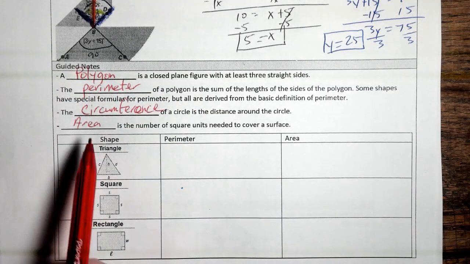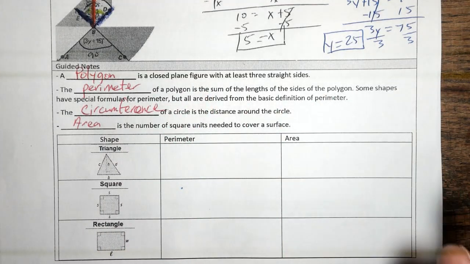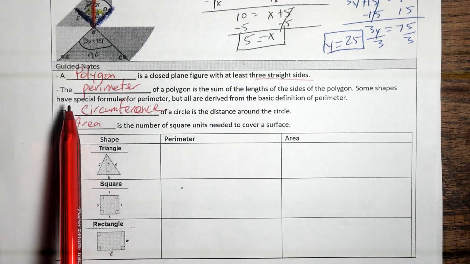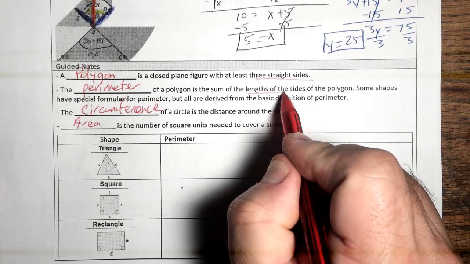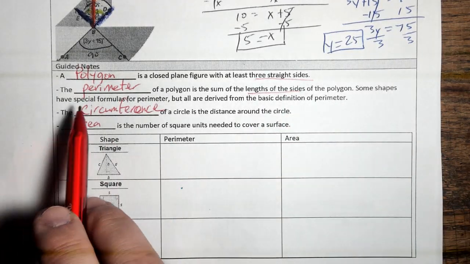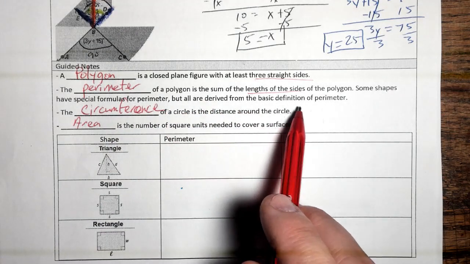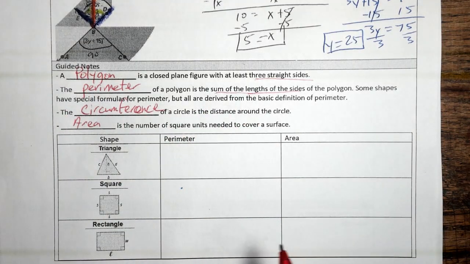Alright. A polygon is a closed plane figure with at least 3 straight sides. The perimeter of a polygon is the sum of the lengths of the sides of the polygon. Some shapes have special formulas for perimeter, but all are derived from the basic definition of perimeter, which means around the outside.